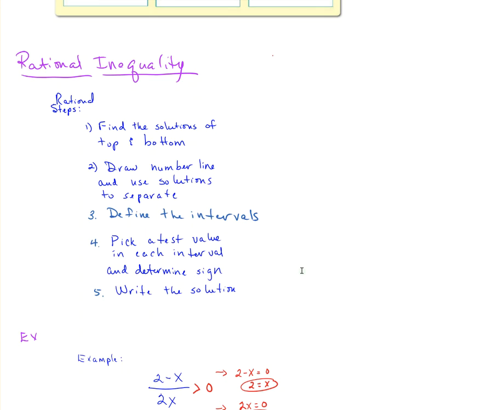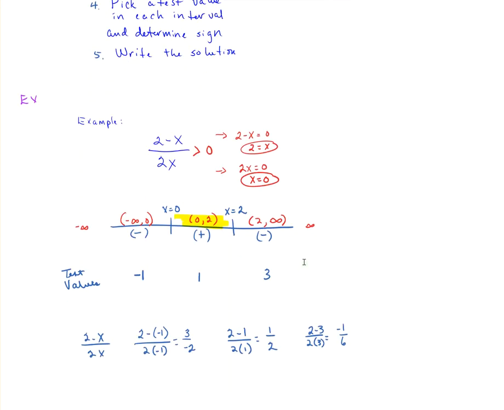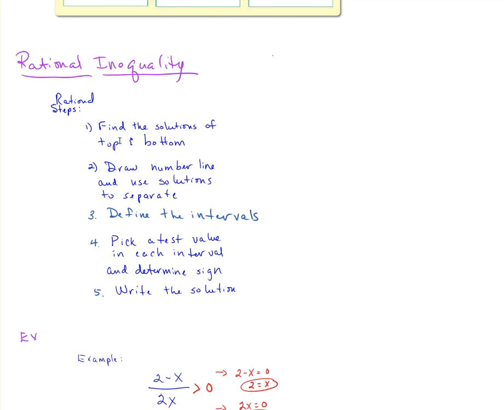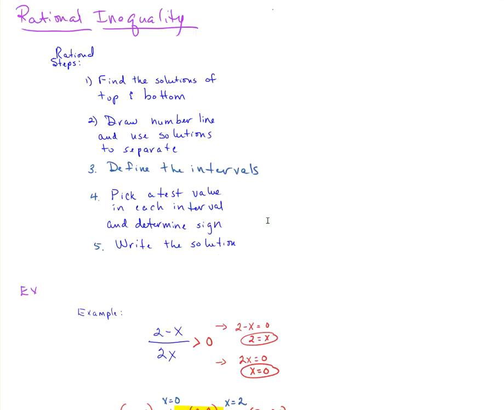So let's go through one and see what happens. So this is the original problem. 2 minus x over 2x is greater than 0. So we're going to solve the top, meaning take this and set it equal to 0. We get x is 2. Take this, set it equal to 0, and we get x is equal to 0. So that is that first step there. Find the solutions of the top and the bottom.